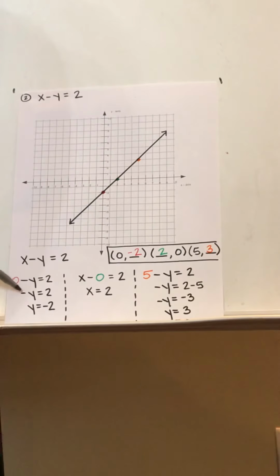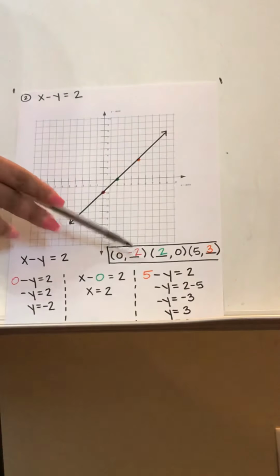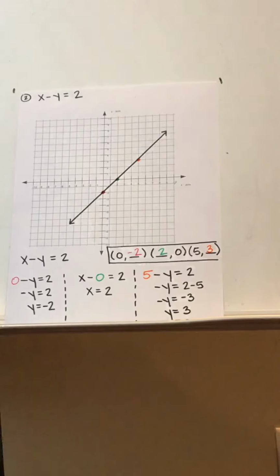So to get y by itself, you got to get rid of that negative. So you divide by negative 1. That's how your 2 becomes negative. So my y equals negative 2. I plugged it in there.